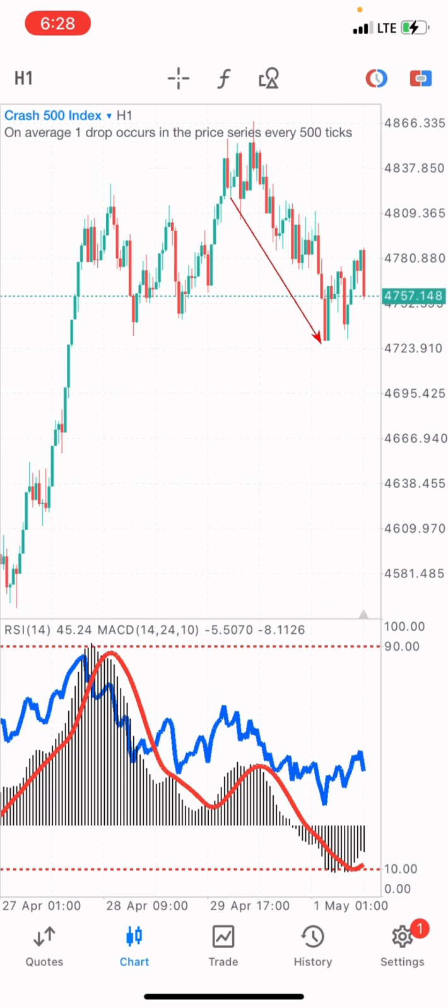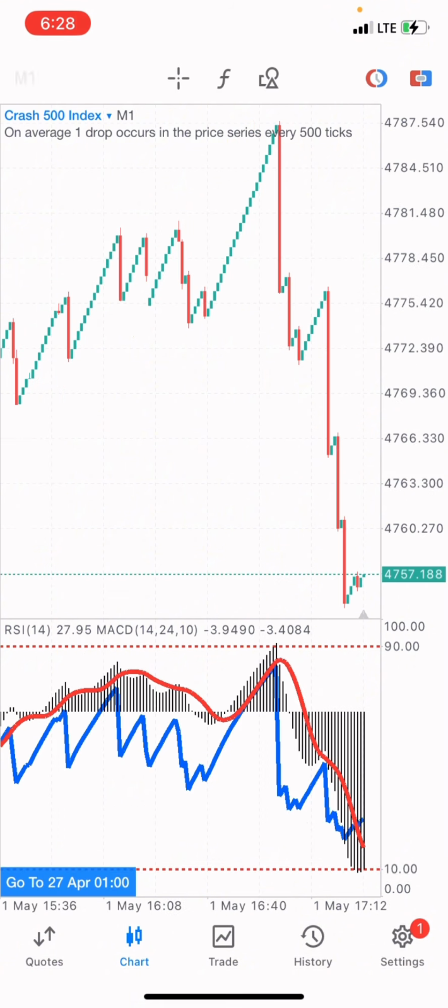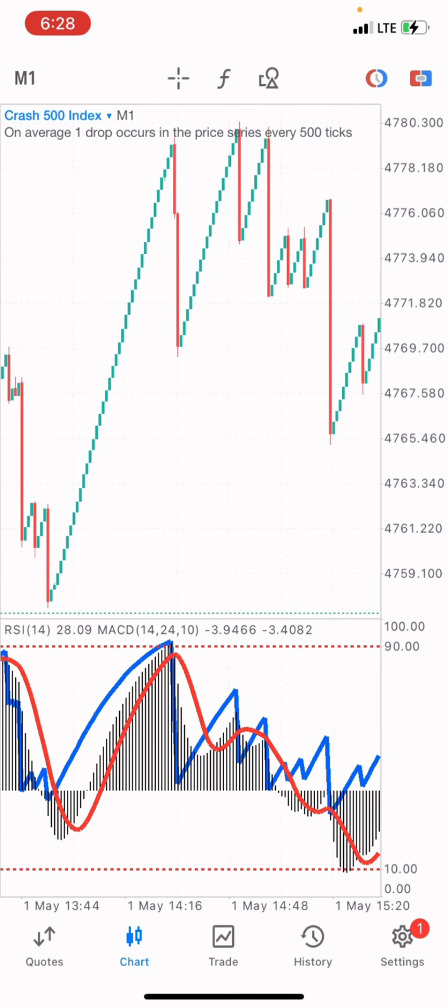So we are not placing a buy. I'm not placing a buy at this point, because if I place a buy, the market would sell again and I will end up losing my trade. All right, so that's it, guys.